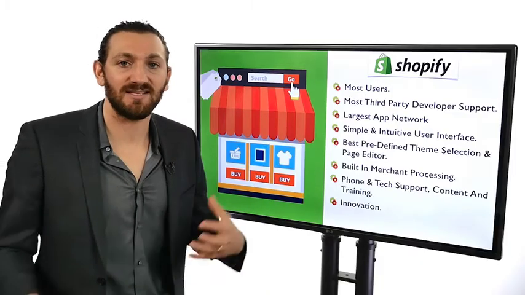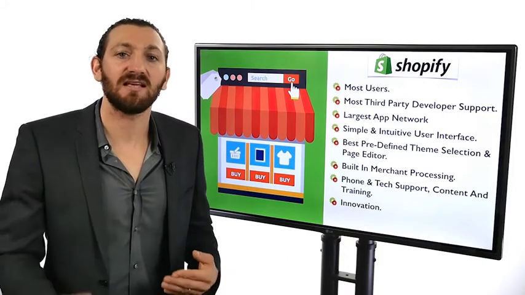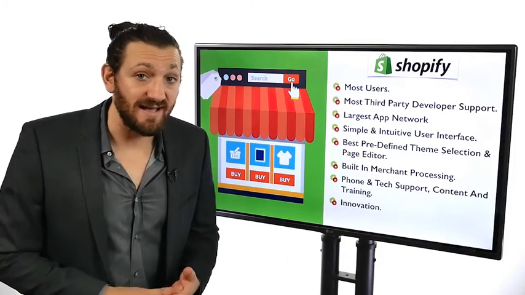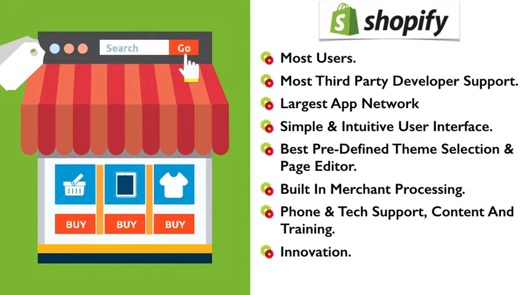But what I mean by innovation is that they are constantly adding to their ecosystem. They're constantly adding to their platform and making things better. And they're doing it faster and better than any other platform out there. And they have built-in 100% mobile responsiveness. So you don't have to worry about having a desktop website and a mobile website. You just build your store, and it's automatically mobile responsive.